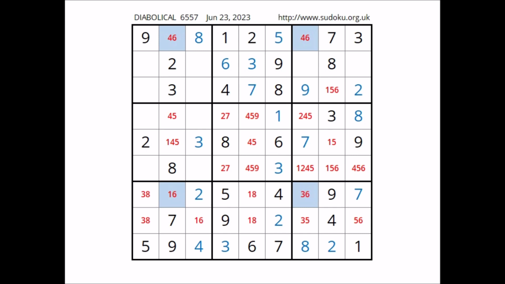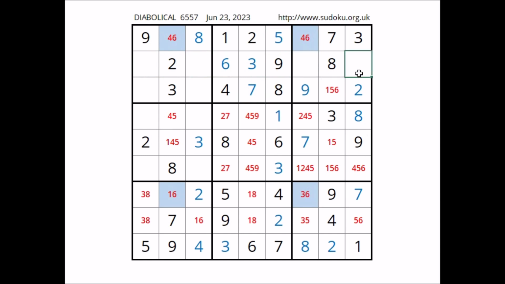Okay, what else? Let's see. Take a look at the row. 1, 2, 3, 4 numbers are missing. Okay, let's see. We have the numbers 2 and 8 in these two places of the row, so 1, 4, 5, and 7 are the missing numbers. In these four places, the numbers 1, 4, 5, and 7.